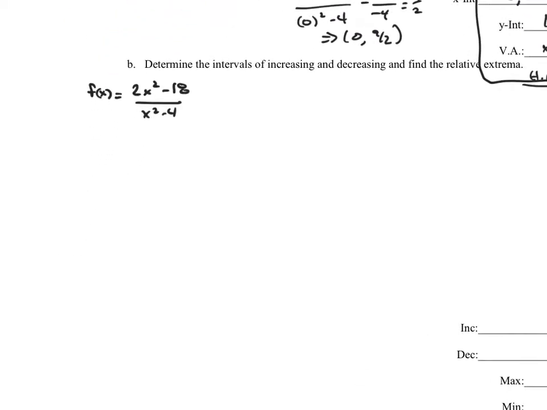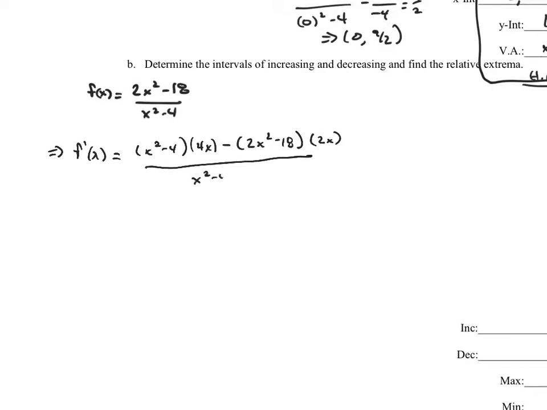Now, that allows me to find the derivative using the quotient rule. I have to assume by now you're really good at finding derivatives, so using the quotient rule shouldn't be too difficult for you. It's low, which is x squared minus 4, times the derivative of the high. Well, the derivative of 2x squared minus 18 would be 4x, minus the high, which is 2x squared minus 18, times the derivative of the low. Well, the derivative of x squared minus 4 is simply 2x. All of that would be over x squared minus 4 quantity squared.